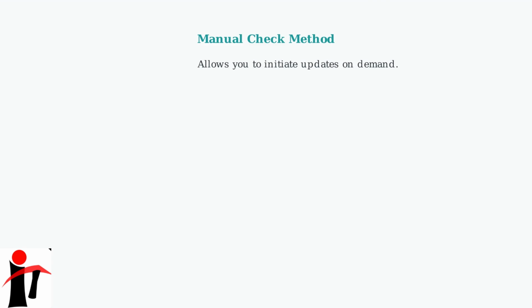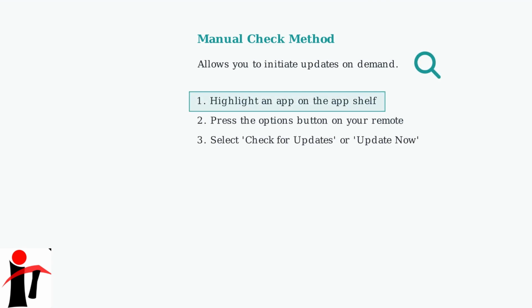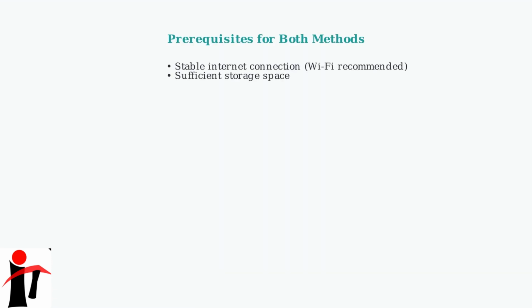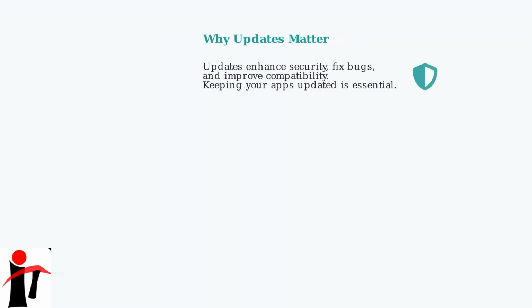Manual check allows you to initiate updates on demand. To do this, highlight an app on the app shelf, press the Options button on your remote, and select Check for Updates or Update Now. A stable internet connection and sufficient storage are prerequisites for both methods. Updates enhance security, fix bugs, and improve compatibility, so keeping your apps updated is essential.